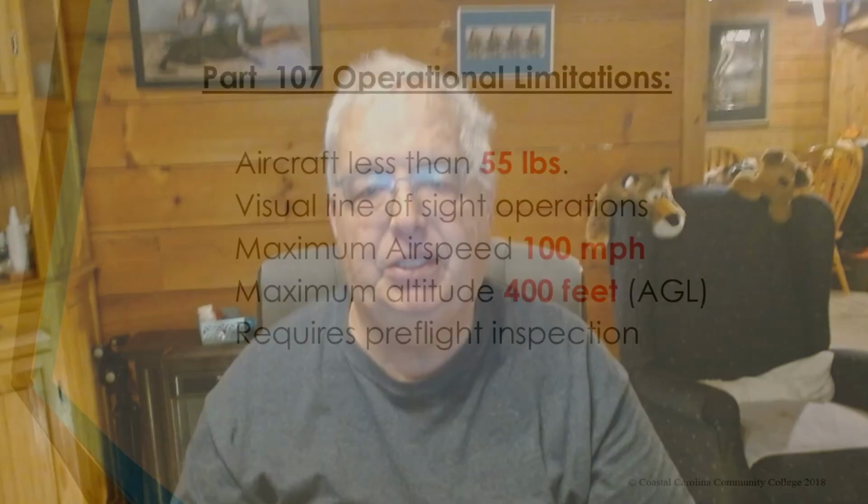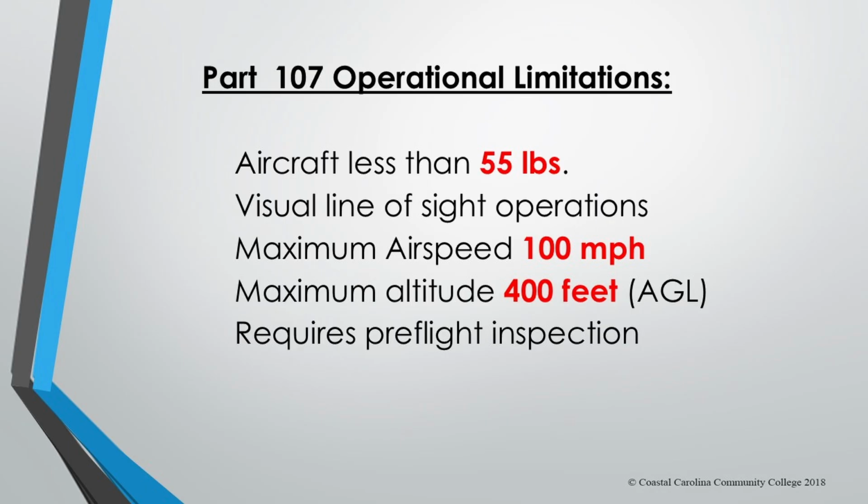Some more potential questions. How much can the drone weigh? Well, the aircraft with everything on it must weigh less than 55 pounds. 54.999 pounds is okay, but 55 is out of compliance. Now, you must operate within visual line of sight, meaning the pilot in charge must have eyes on the drone at all times.